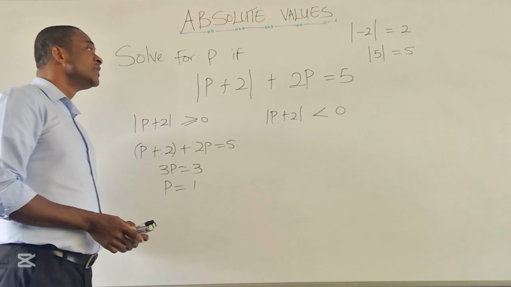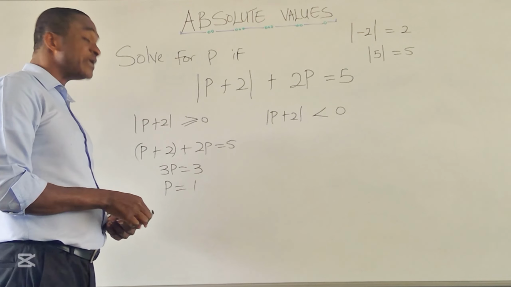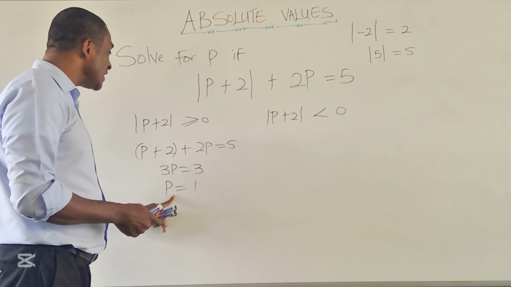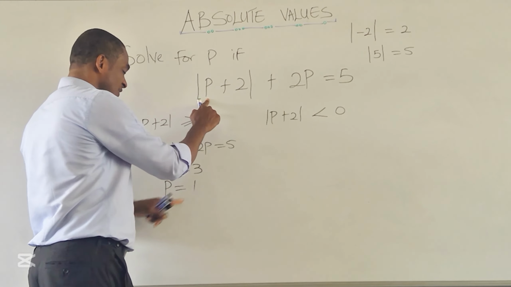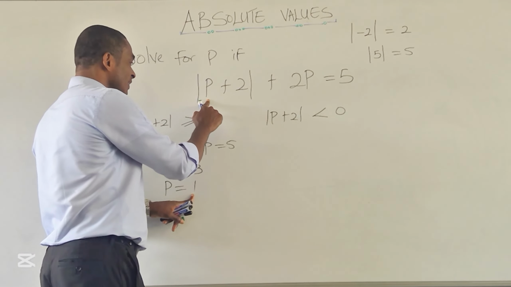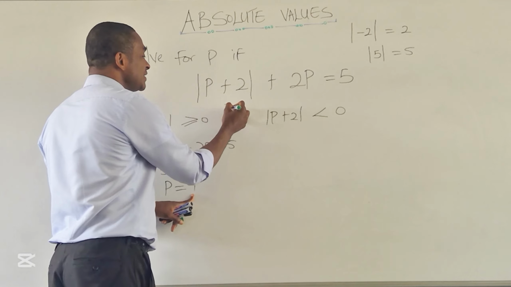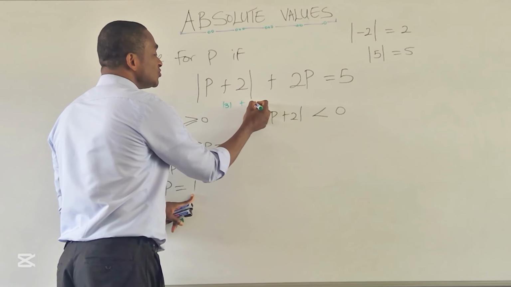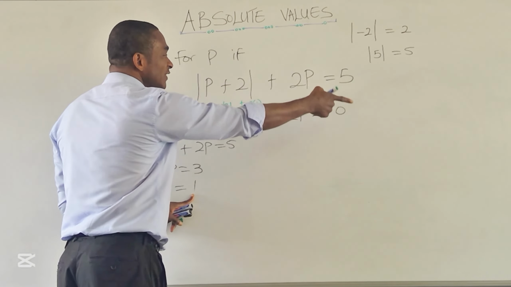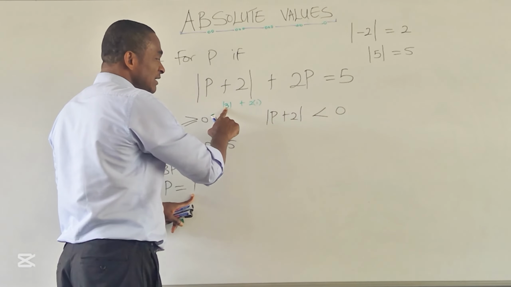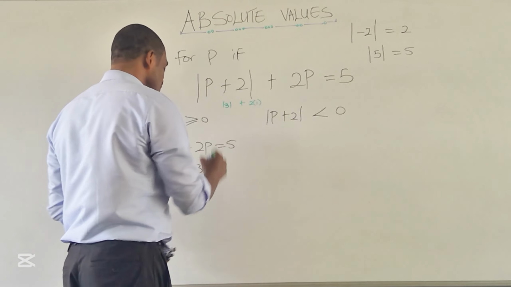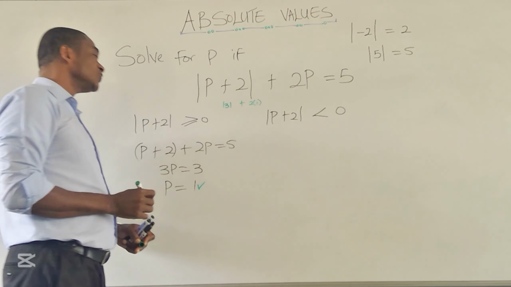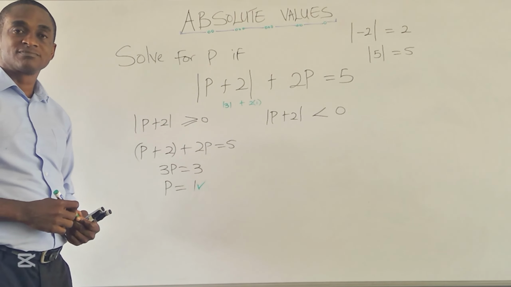What do we do? Let's check for critical values. We check if this value is going to be valid. If we have p as 1, then 1 plus 2 is 3, plus 2 times 1, is it equivalent to what we have on the right hand side? The absolute value of 3 is 3, plus 2, that is 5. So p equals 1 is valid.